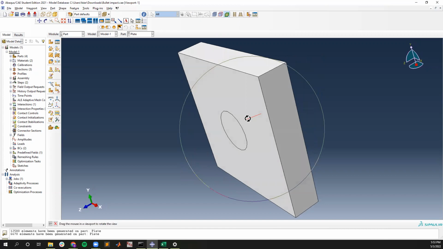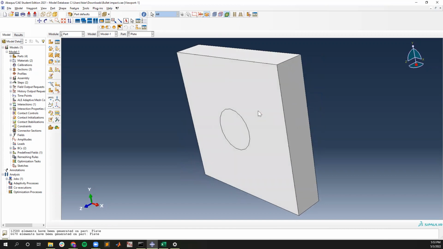And this is another plate that's going to be shot in real life. And this is a 20 millimeter thick plate that is made out of aluminum 6061.